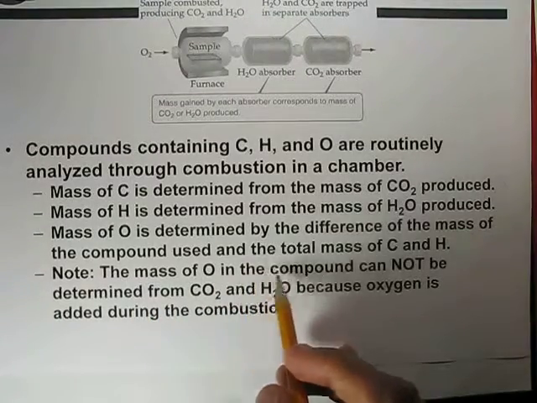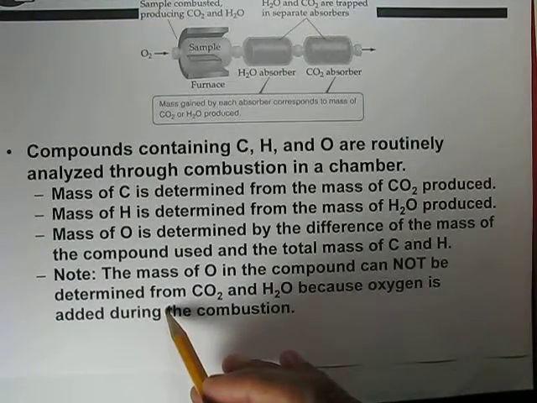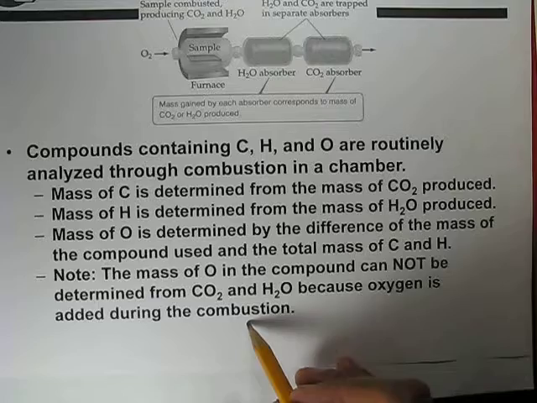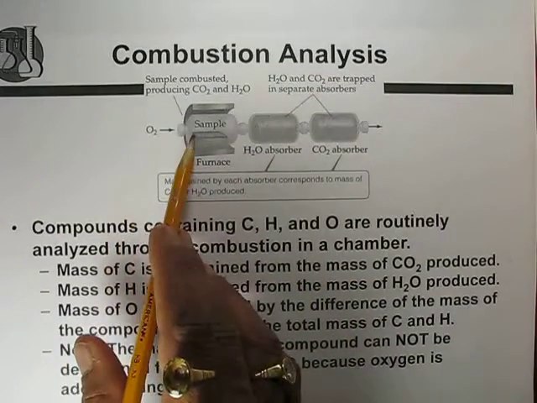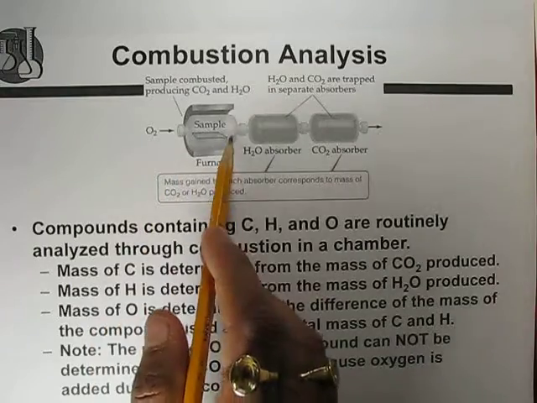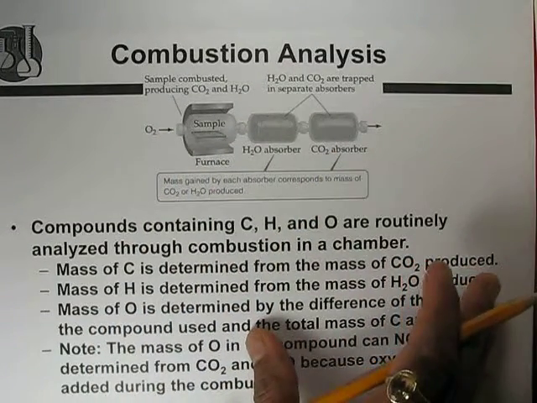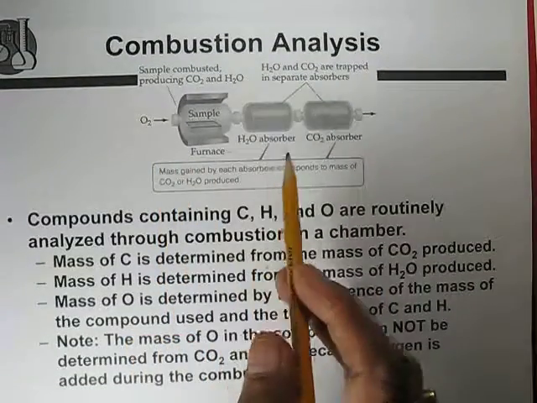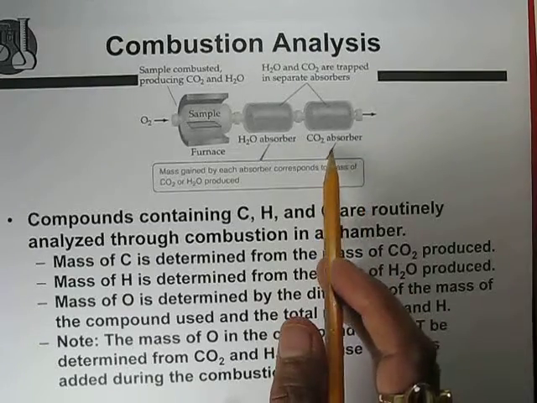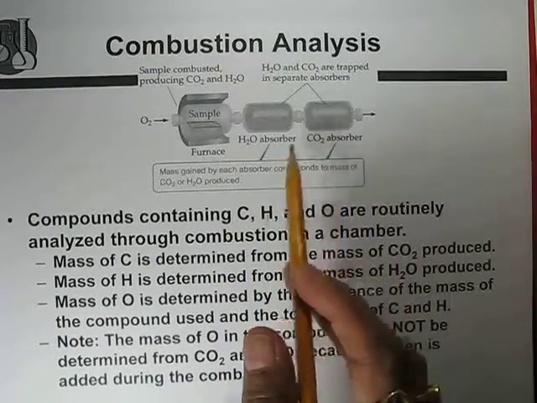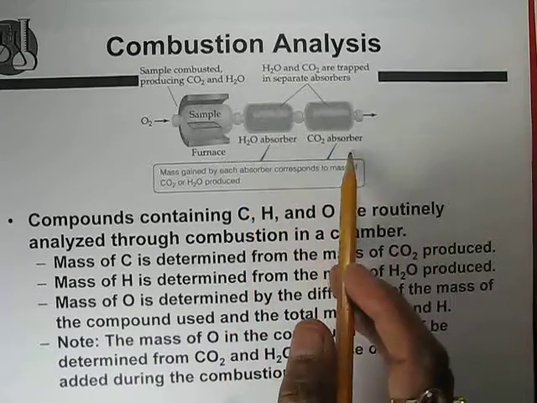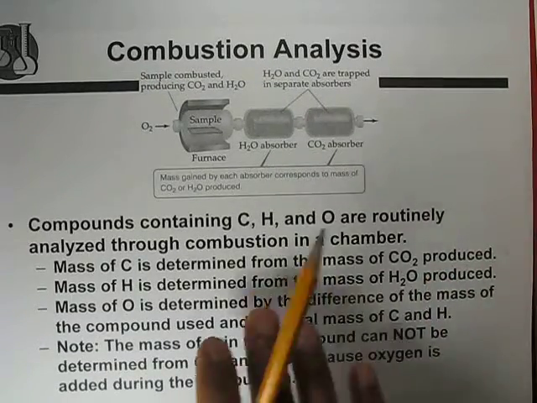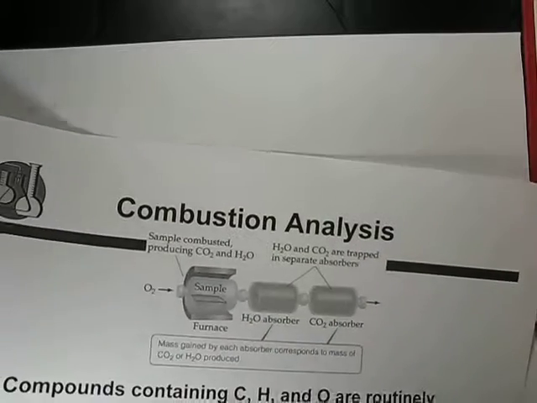The mass of oxygen in the compound cannot be determined from CO2 or water, because oxygen is added during the combustion. Since we are adding oxygen gas, we cannot calculate how much oxygen is coming from the sample. So we indirectly calculate oxygen by subtracting the percentage of carbon and hydrogen, obtained from carbon dioxide and water, from 100. So this is the significance of combustion analysis.